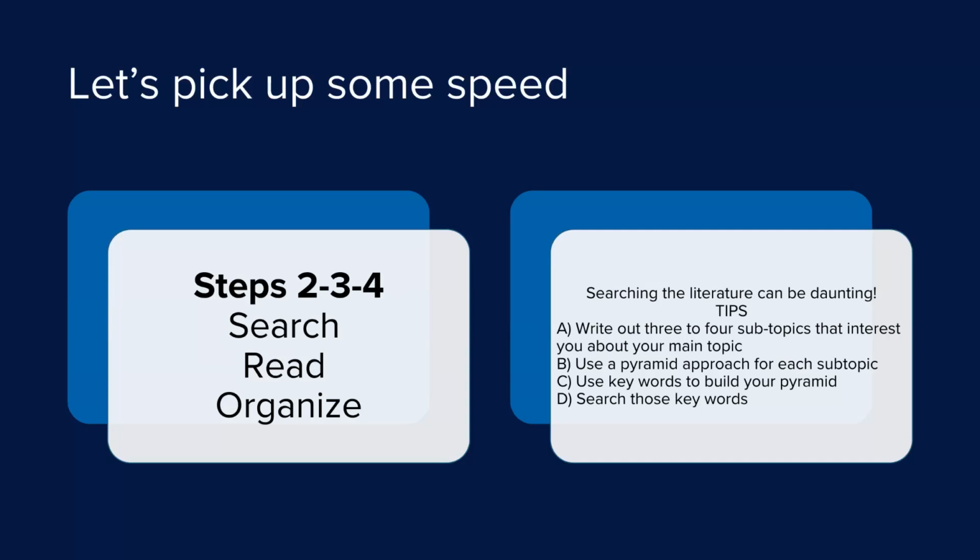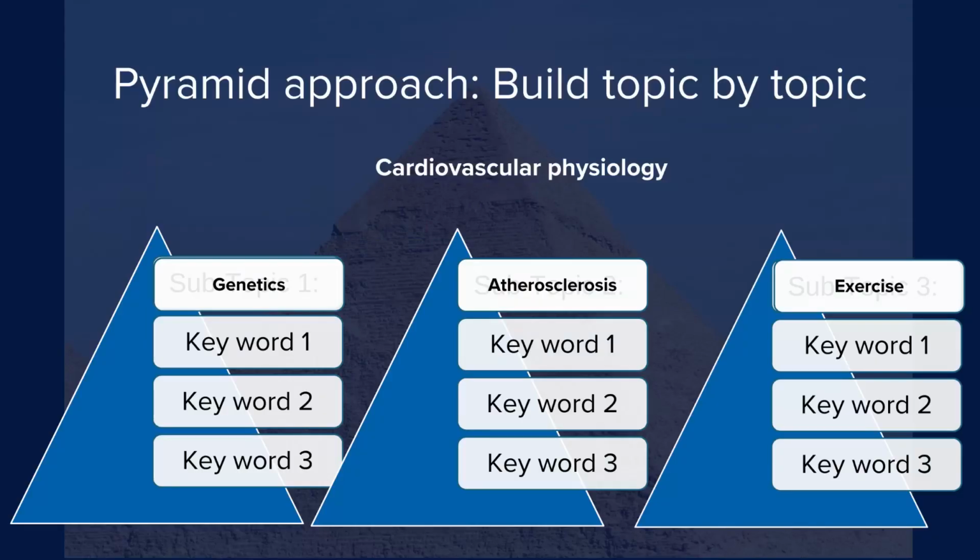Keywords, right? Every journal has MeSH terms or keywords. Those keywords are important because they signify what that paper is about. And if you find a lot of papers that use the same key terms, you may want to use those keywords as subtopics for your pyramid building. Then you can start searching those keywords to expand them out a little. Right? So let's break down these tips one by one. Let's talk about the pyramid approach, building topic by topic.